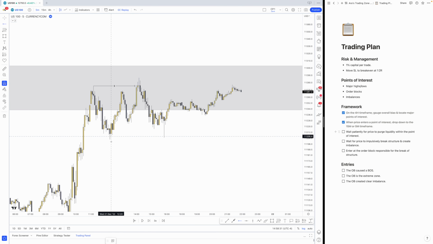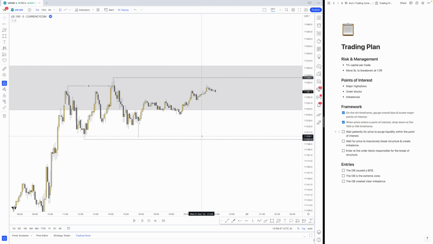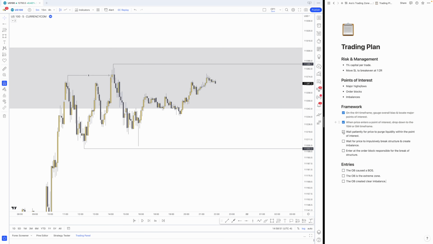Now our most recent structural low would be this higher low right here. And that was not violated. So it looks like we're just entering a range right now. So that's our recent structural low, and this is our high right here. So we're looking for this low to be violated in order to create a change of character to the downside. So we can check that off the list. And of course, the next step is wait for price to impulsively break structure and create imbalance.